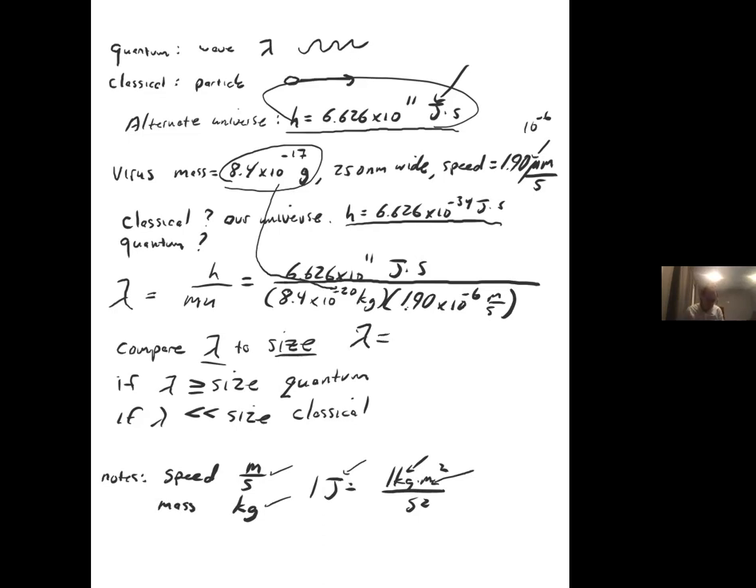6.626 times 10 to the 11 divided by 8.4 times 10 to the minus 20 divided by 1.9 times 10 to the minus 6, and you get, yeah, that makes sense, 4.15 times 10 to the 36. Now, it may not be obvious what the units here are.